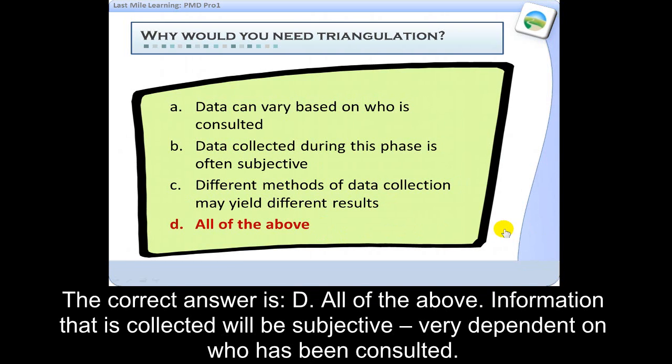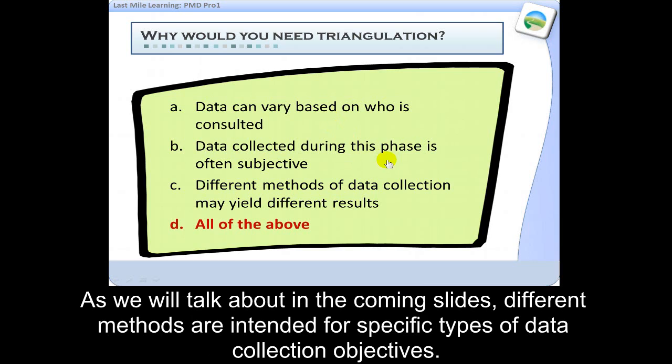The correct answer is D, all of the above. Information that is collected will be subjective, very dependent on who is consulted. And as we'll talk about in the coming slides, different methods are intended for specific types of data collection objectives.